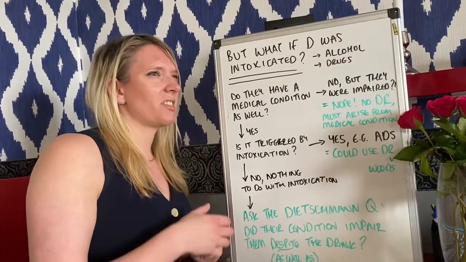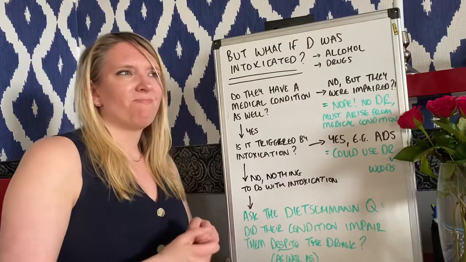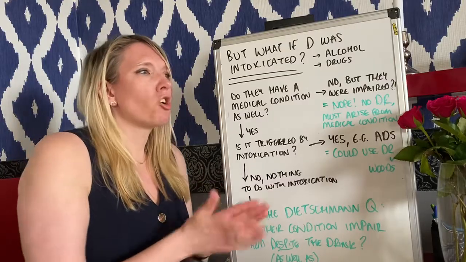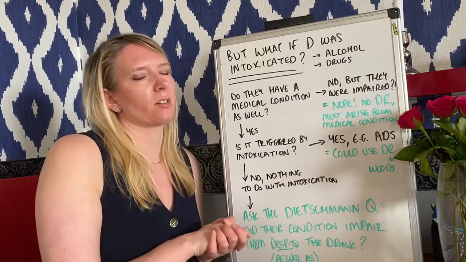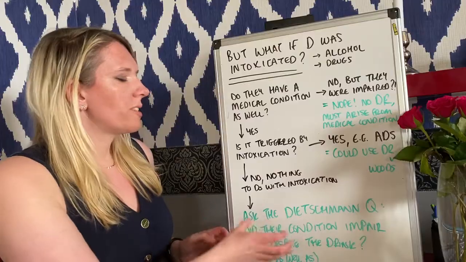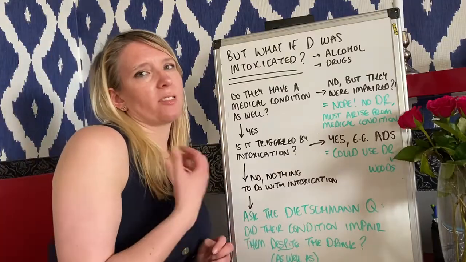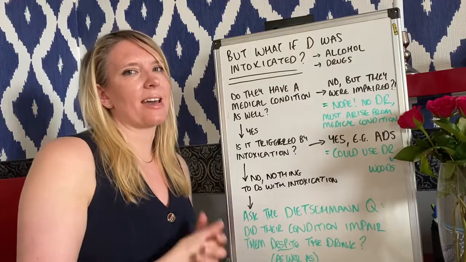Now, if they just did it because they were just drunk, that kind of leads us back to the first part. Just getting drunk is not an abnormality of mental functioning caused by a recognised medical condition. It's caused by all the alcohol. So even though that person is very drunk, the root of it still has to be their illness.